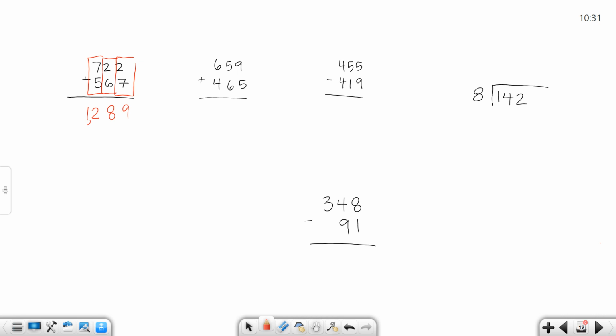Okay, the next one's going to be a little bit tougher. So 9 plus 5 would give me 14. So there's the 4. And remember, I carry my 1. So 6 plus 5 would give me 11. And 1 more would give me 12. And I carry my 1. And 6 plus 4 gives me 10, and 1 more would give me 11. So that's how that one would look.